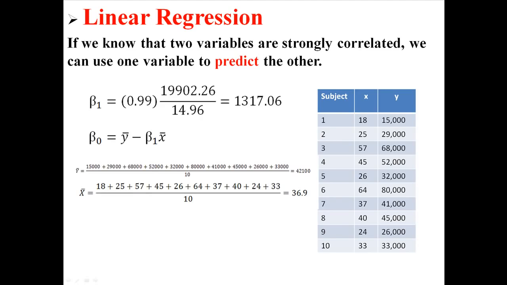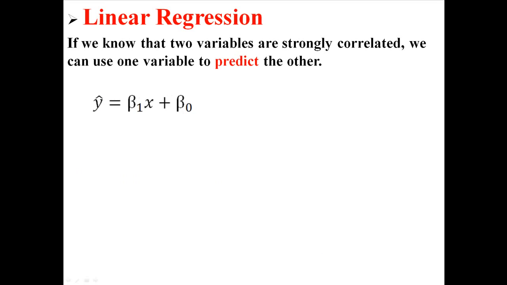So we need to find the mean of y and the mean of x. Remember that the mean is just you add together all the values and then divide by however many values you have. So the mean for y is 42,100 and the mean for x is 36.9. So just plugging in those 3 things we already know into the beta 0 equation, we find a beta 0 of negative 6,499.51.